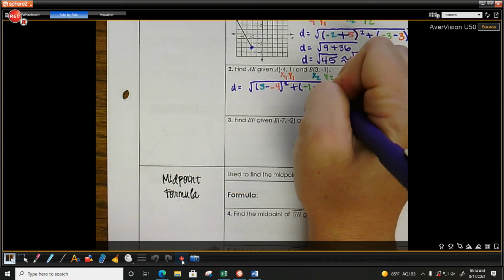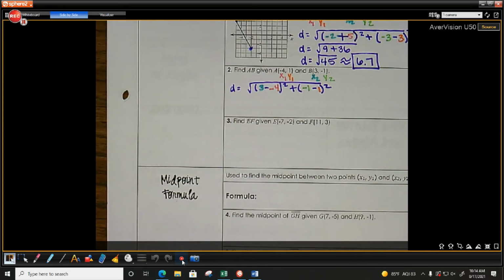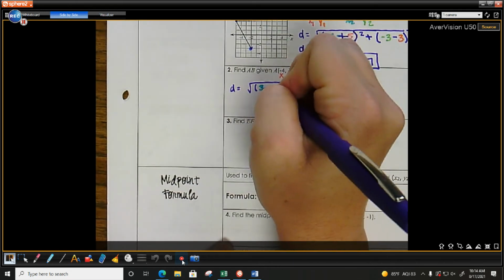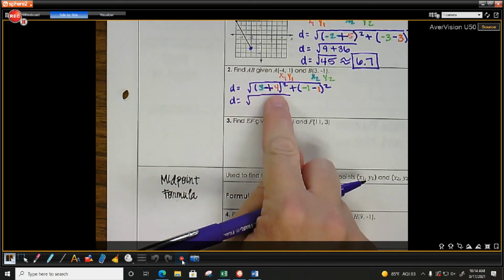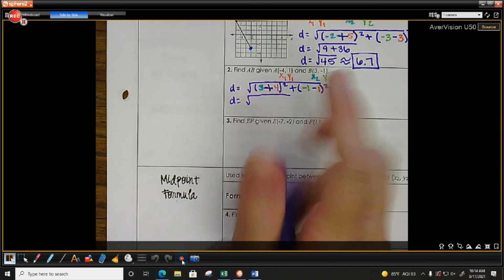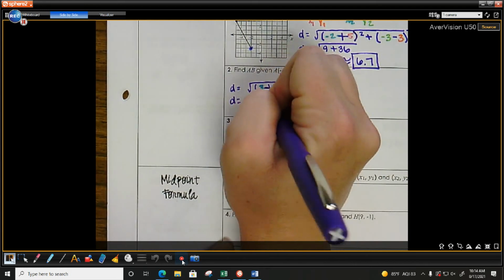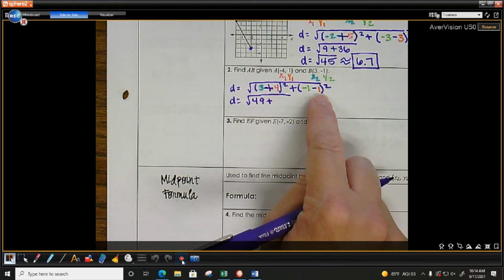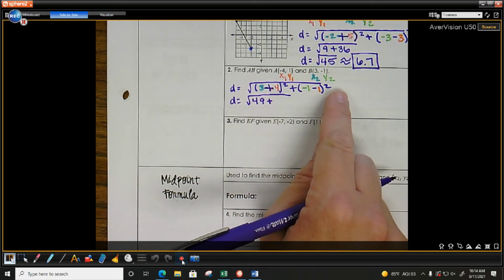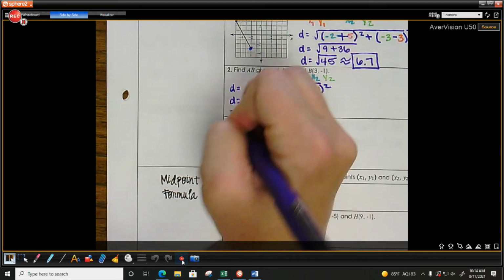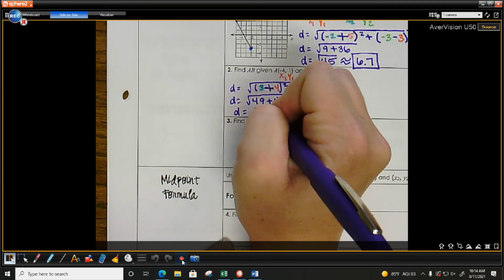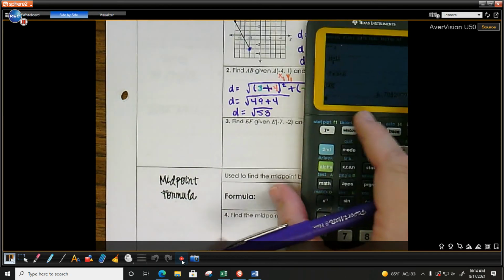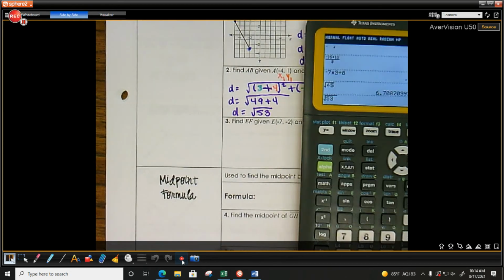Okay, so D equals the square root. What's 3 plus 4? 7. Squared, 49. Plus, what's negative 1 minus 1 more? Squared. Positive 4. 49 plus 4? 53. So if I type in the square root of 53, again, look at the hundredths place. Does an 8 round stuff up? Yes, so it becomes 7.3.